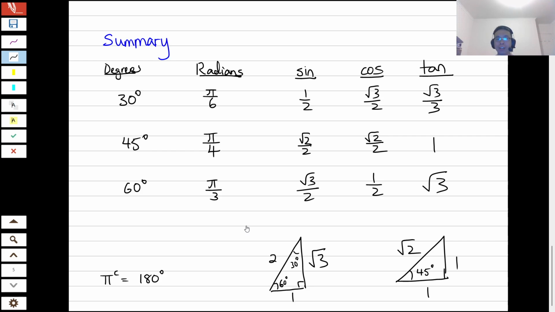Alright, in the next video, we will define sine, cos, and tan for other angles than 30, 45, and 60, and we will also relax the restriction that the angle is between 0 and 90.